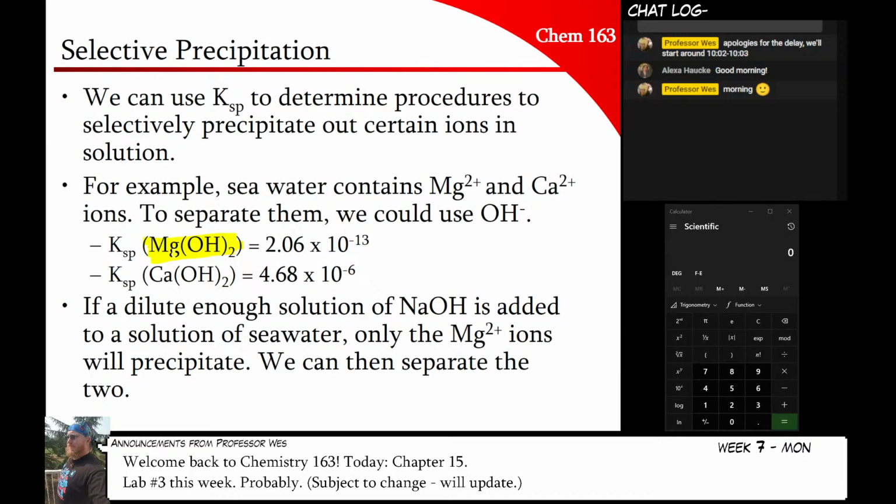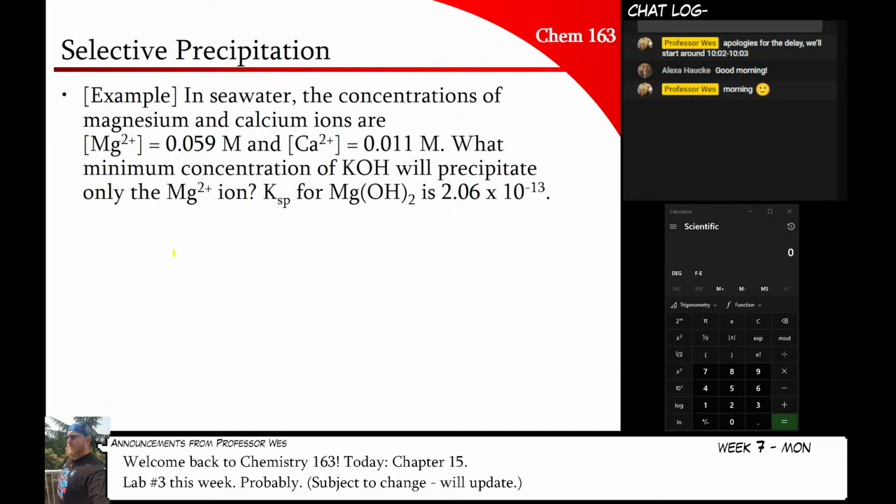Now, this is useful, but it's not perfect, and we're going to see what we mean by that in just a second. So we're going to do this example here. In seawater, here are some concentrations: magnesium is 0.059 molar, and calcium is 0.011 molar. What minimum concentration of potassium hydroxide will precipitate only the magnesium ion?